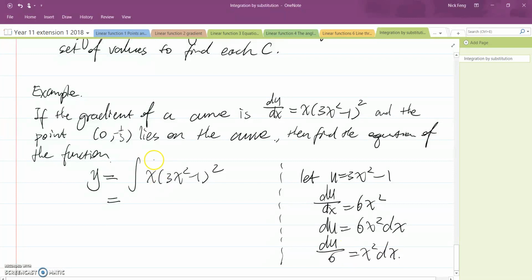Why is that? Because we only got x in here. Sorry about not writing dx. Oops, did I make a mistake? Yes, I did. 6x, not 6x squared. All right, so therefore now let's replace. So that is u to the power of 2, du over 6.